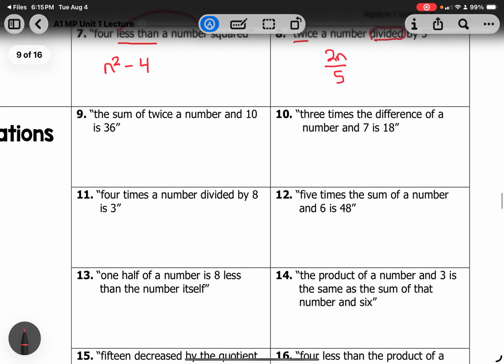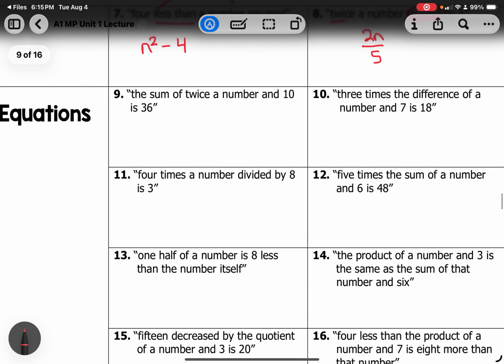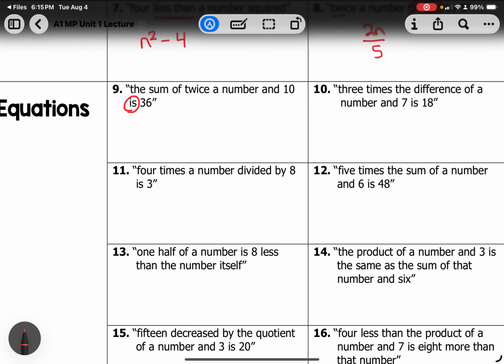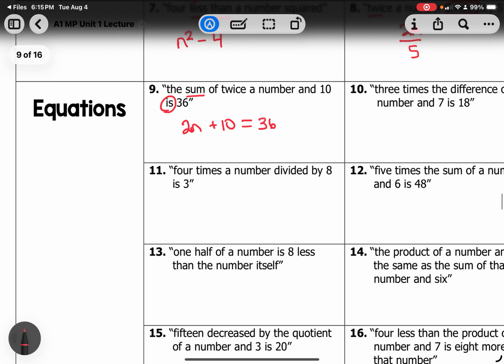On this next little bit, we are going to be working with equations. And the difference here is that they're going to have an equal sign. So on an equation, we're looking for the word is. When we see the word is, we'll put an equal sign. So we have the sum of twice a number and 10. Well, sum means add. So we're adding twice a number and 10, and it is 36. In math, when you see the word is, that means equals.